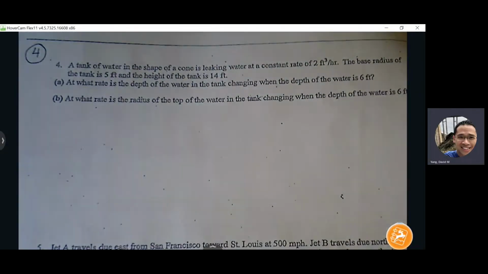You feel good about this problem? Let's go to page 4, number 4, top of the page, another cone problem for us to try.